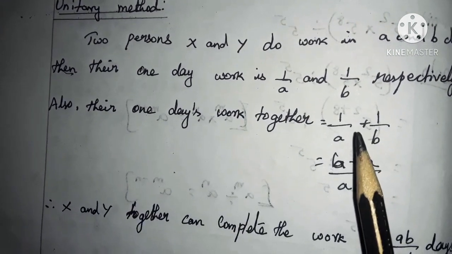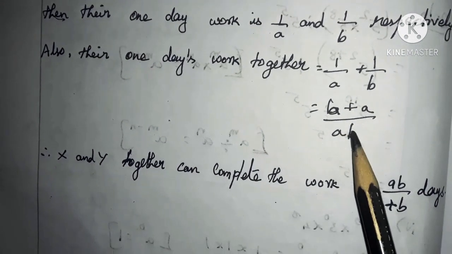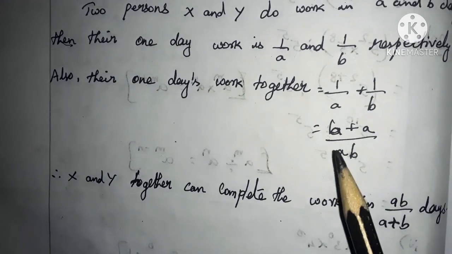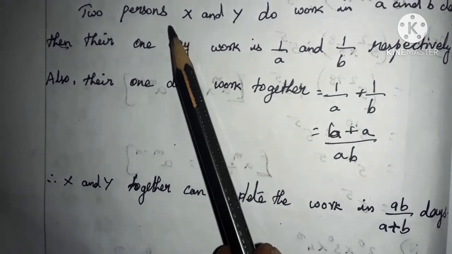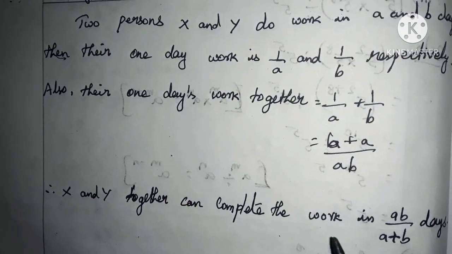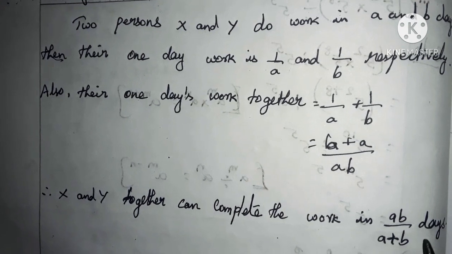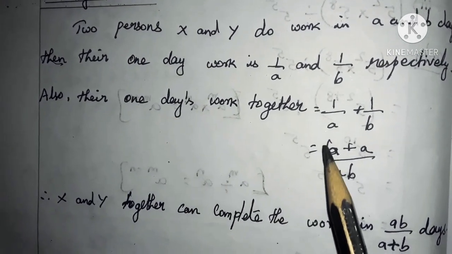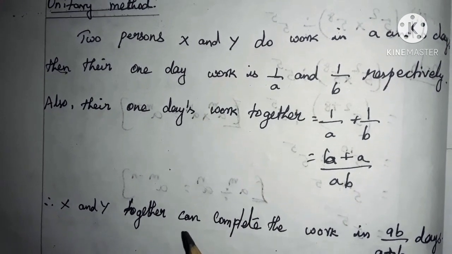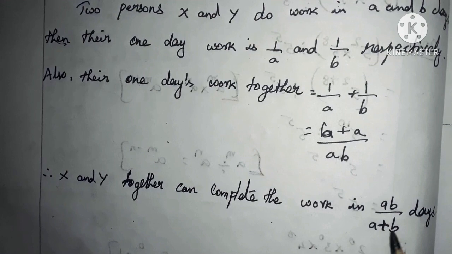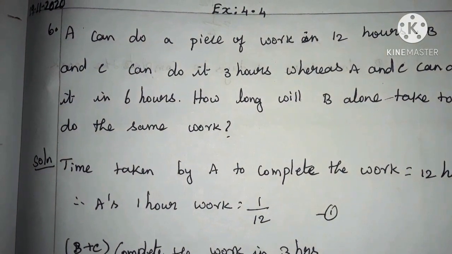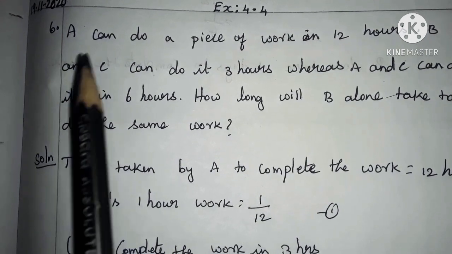When we take the LCM, we get the LCM as AB, and we add the numerators, we get B plus A by AB. This is X and Y's one day work. That is, X and Y together can complete the work in AB by A plus B days. For one day, it is B plus A by AB. To complete the work, it is AB by A plus B days. Using this unitary method, we are going to solve the problems from exercise 4.1.